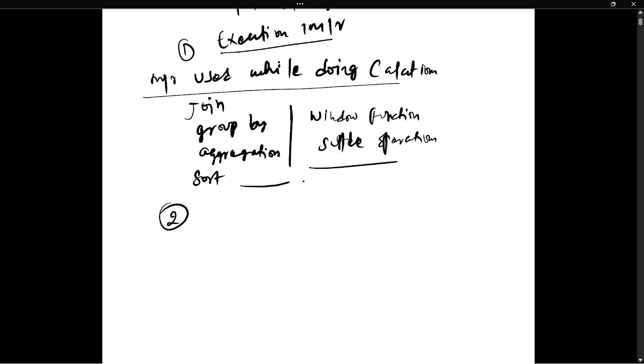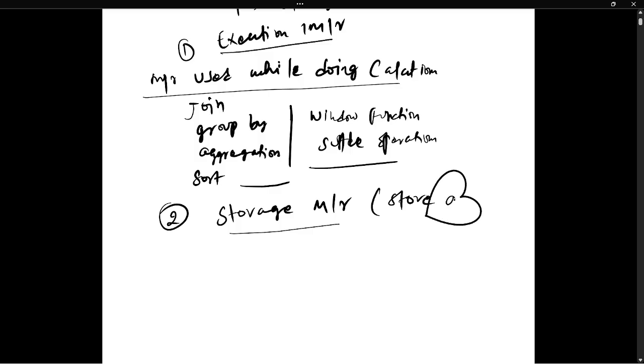I'll give the example also, but for now we will understand these are the cases where execution memory is getting used. Now second we have the storage memory. Okay, storage memory, store and reuse memory.